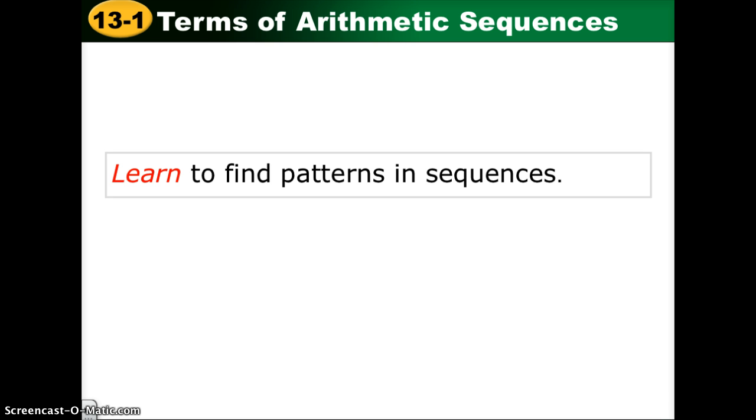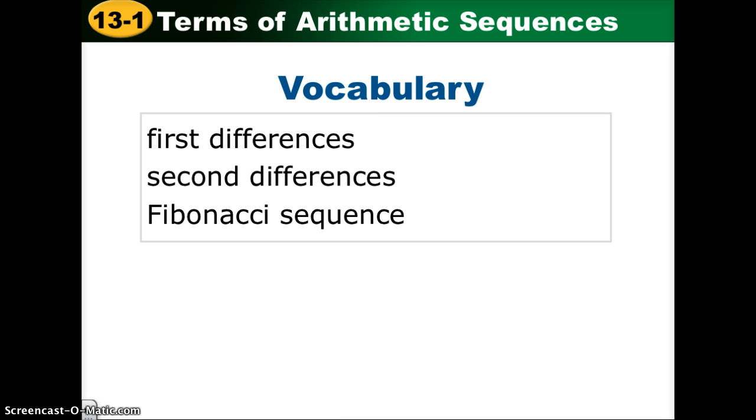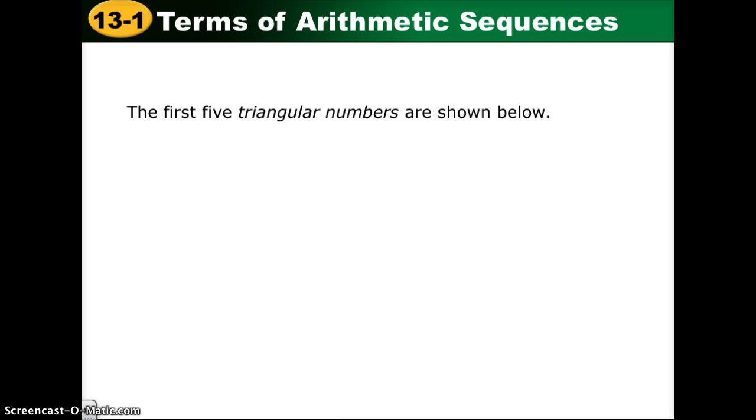And let's look at another type of sequence. There can be sequences that just have different patterns. They may not be the same difference every time. They may not be the same ratio, but there still might be a pattern there. So we look at what are called first and second differences.